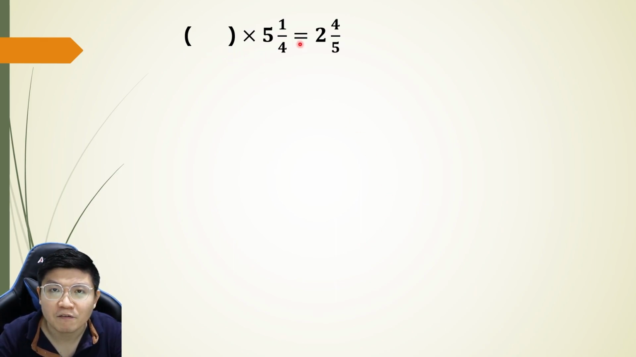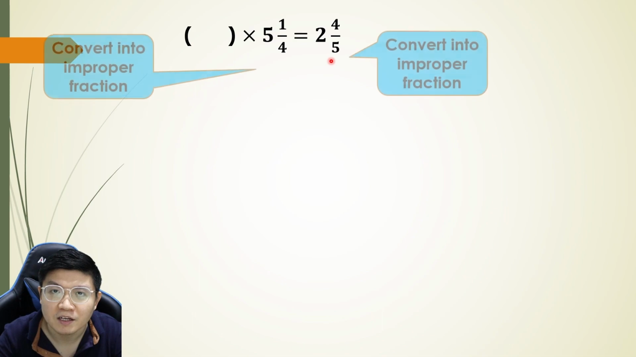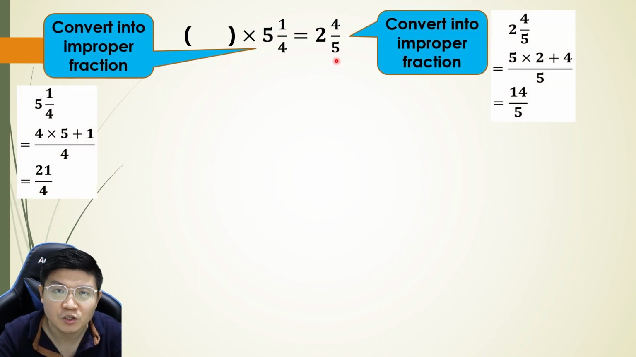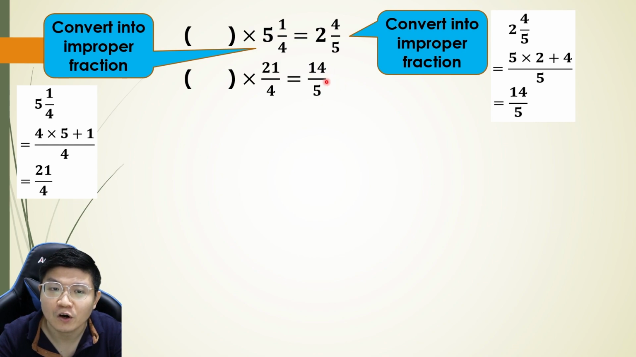Bracket times 5 and 1 over 4 equal to 2 and 4 over 5. This is mixed number. This is mixed number. Okay, so when you see mixed number, first, you need to convert into improper fraction. So I convert it into improper fraction. I get 21 over 4, and right hand side here, I get 14 over 5. So after you get the answer, you put it back in the number sentence. So bracket times 21 over 4 equal to 14 over 5.